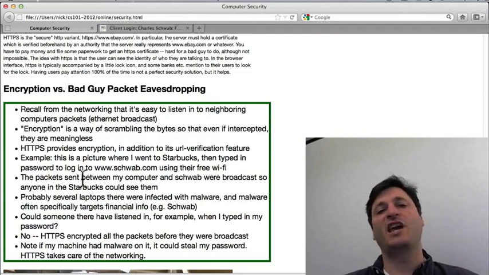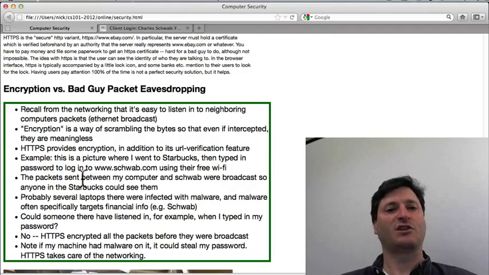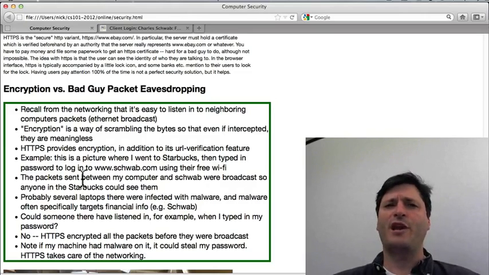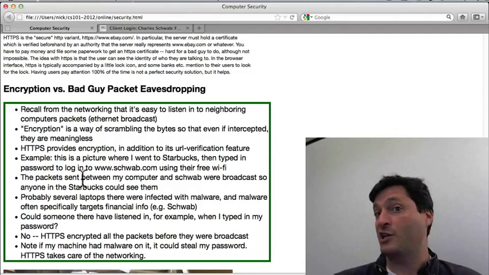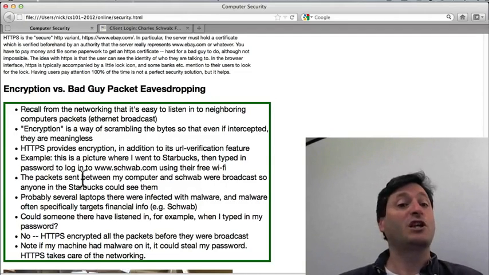They can't read it and they can't forge or put stuff into the conversation. And likewise for the packets coming back with my data. So you may remember from the networking section, I talked about how on Ethernet or Wi-Fi, when my computer broadcasts a packet, it's broadcast, right? Everybody around me can just see it.